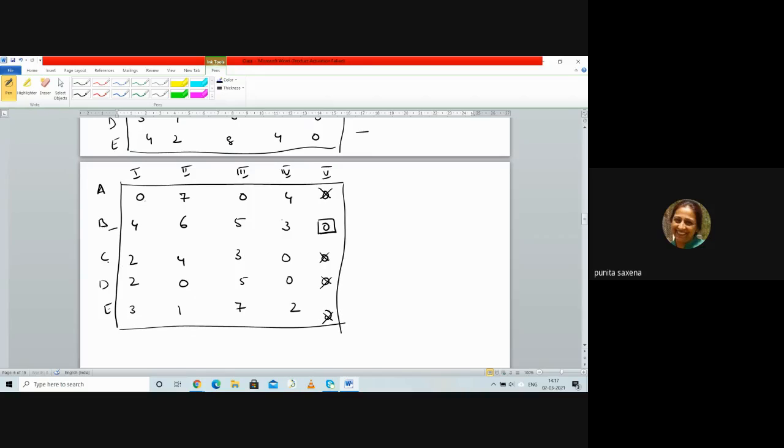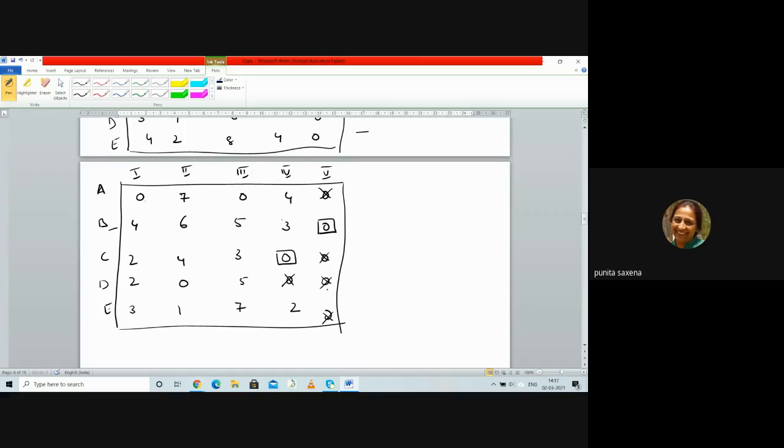Then we move to the third row. Now the third row has only 1 zero left. Okay. So I'm going to mark it with a square and look for whether there is any other zero present in that column. Since there is, I strike that off, right?